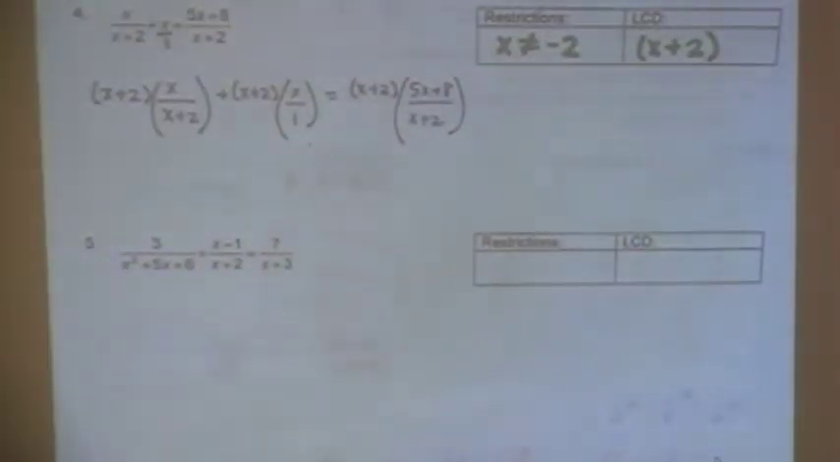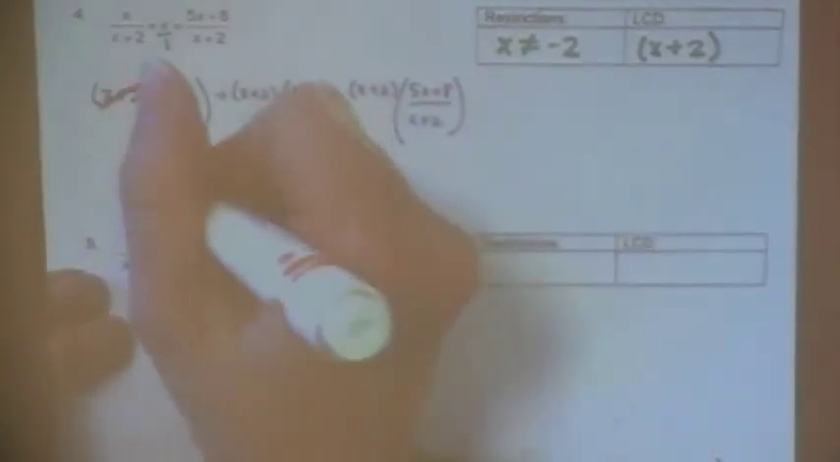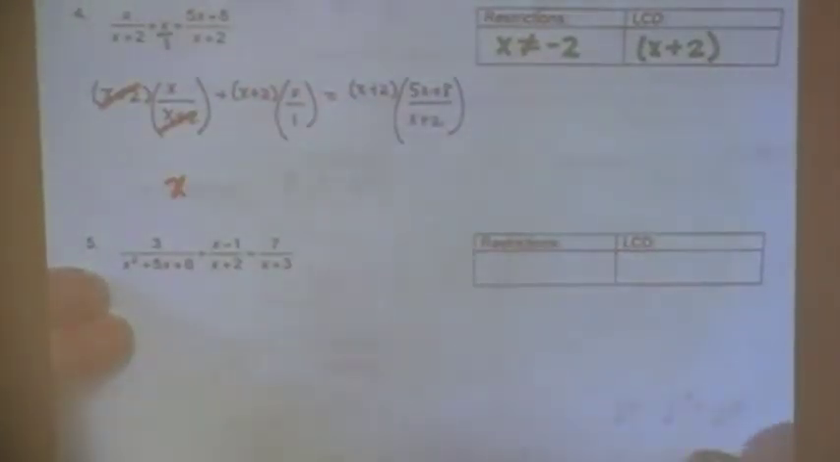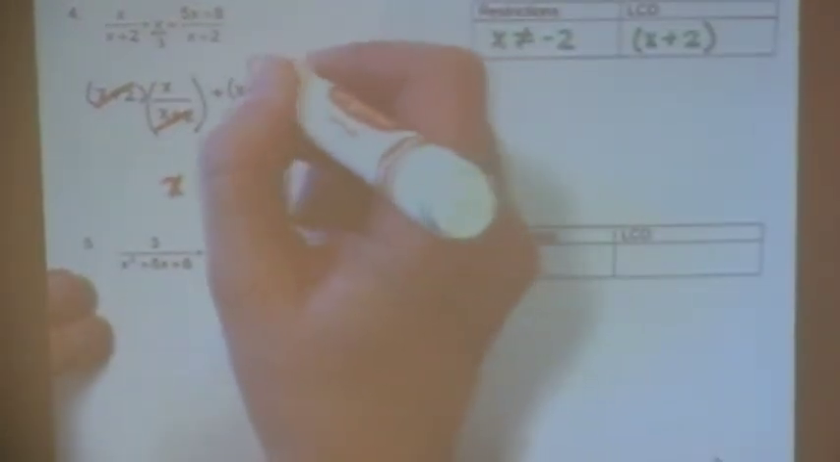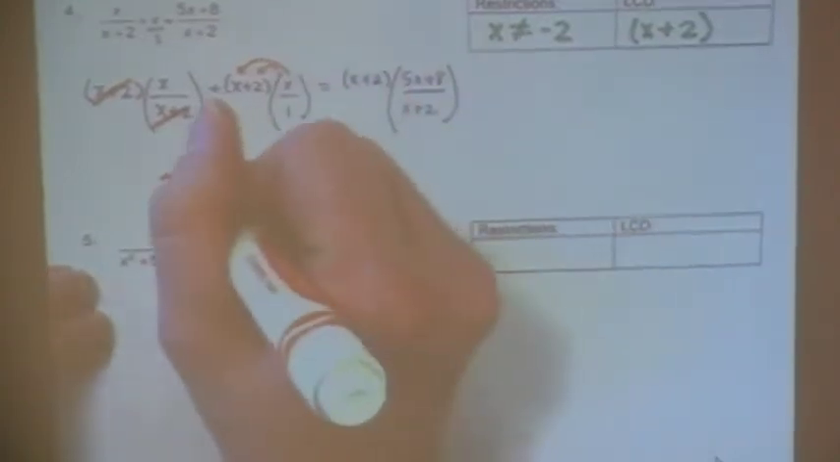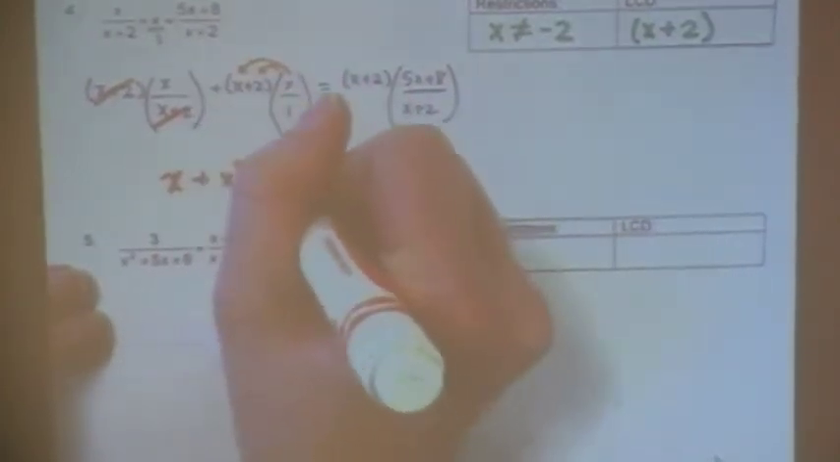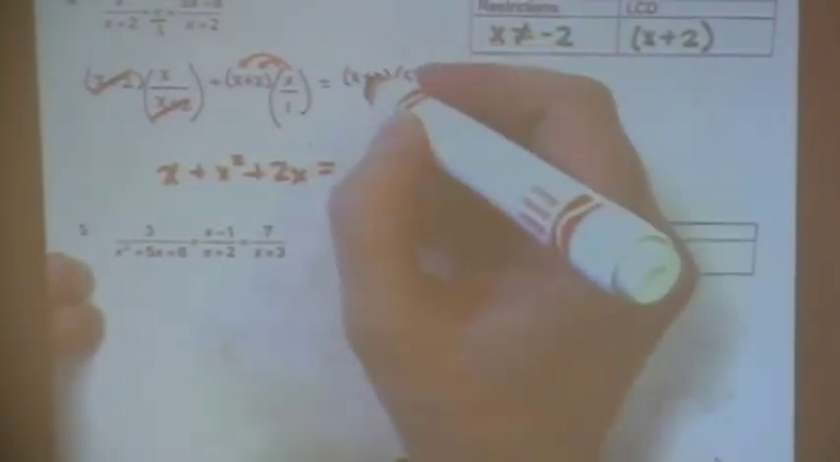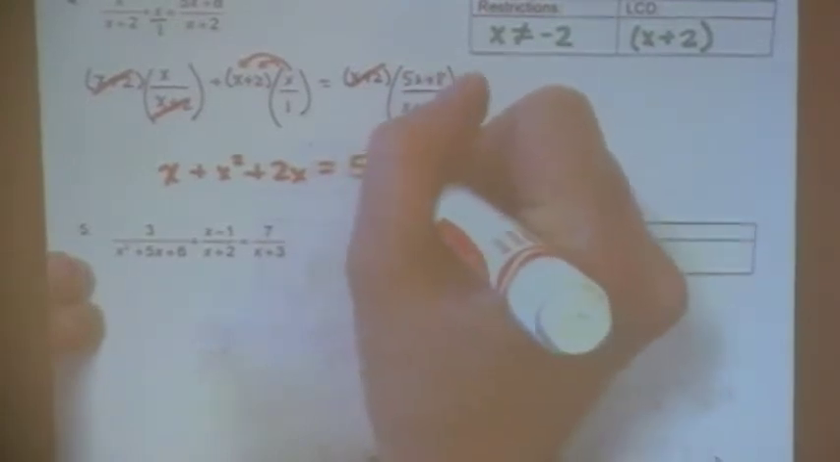Okay, so on the very first term, X plus 2 cancels. That leaves me X. In the second term, nothing cancels. So I'm going to just distribute this X, and I get X squared plus 2X equals, in the last term, my X plus 2 is canceled, and I get 5X plus 8.